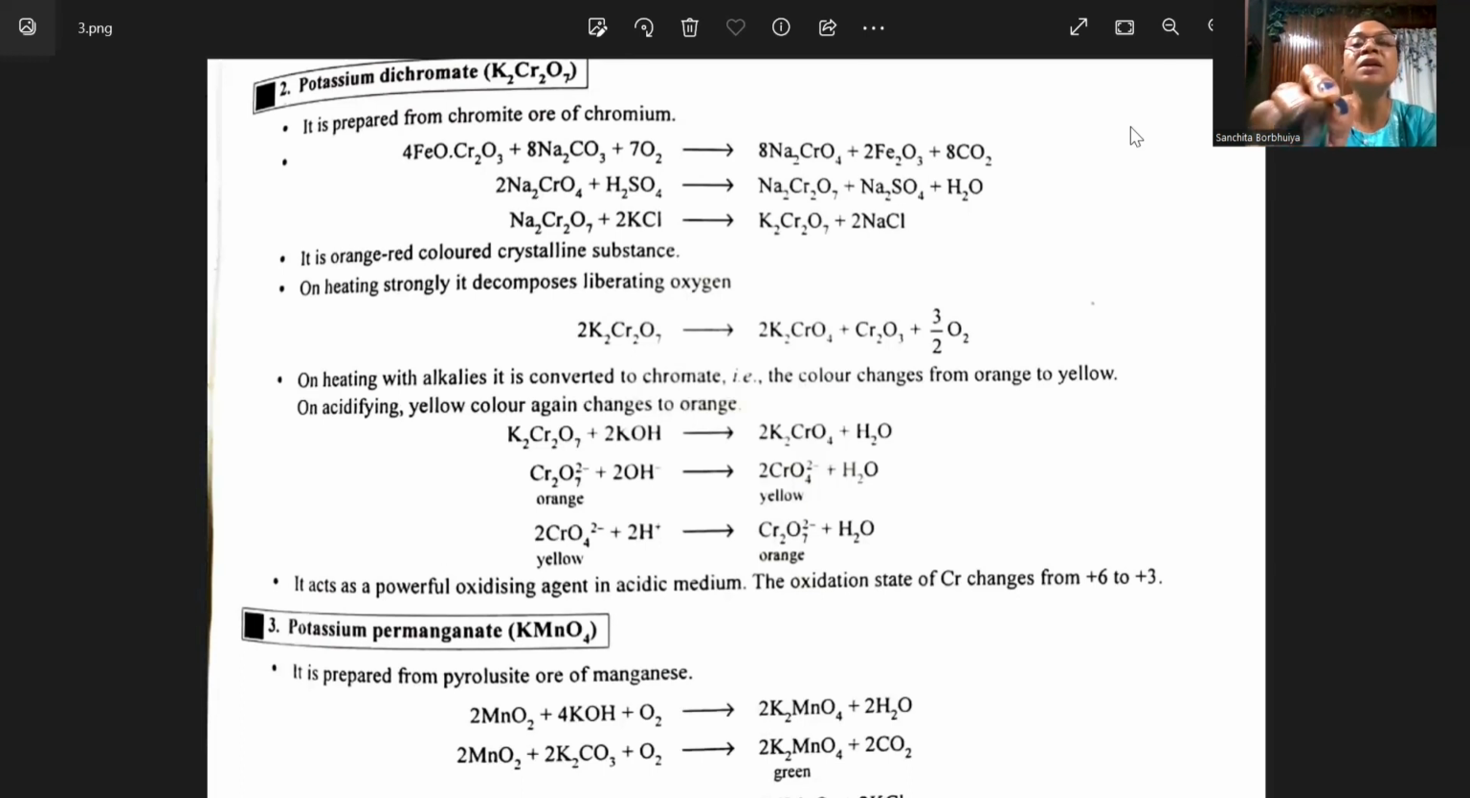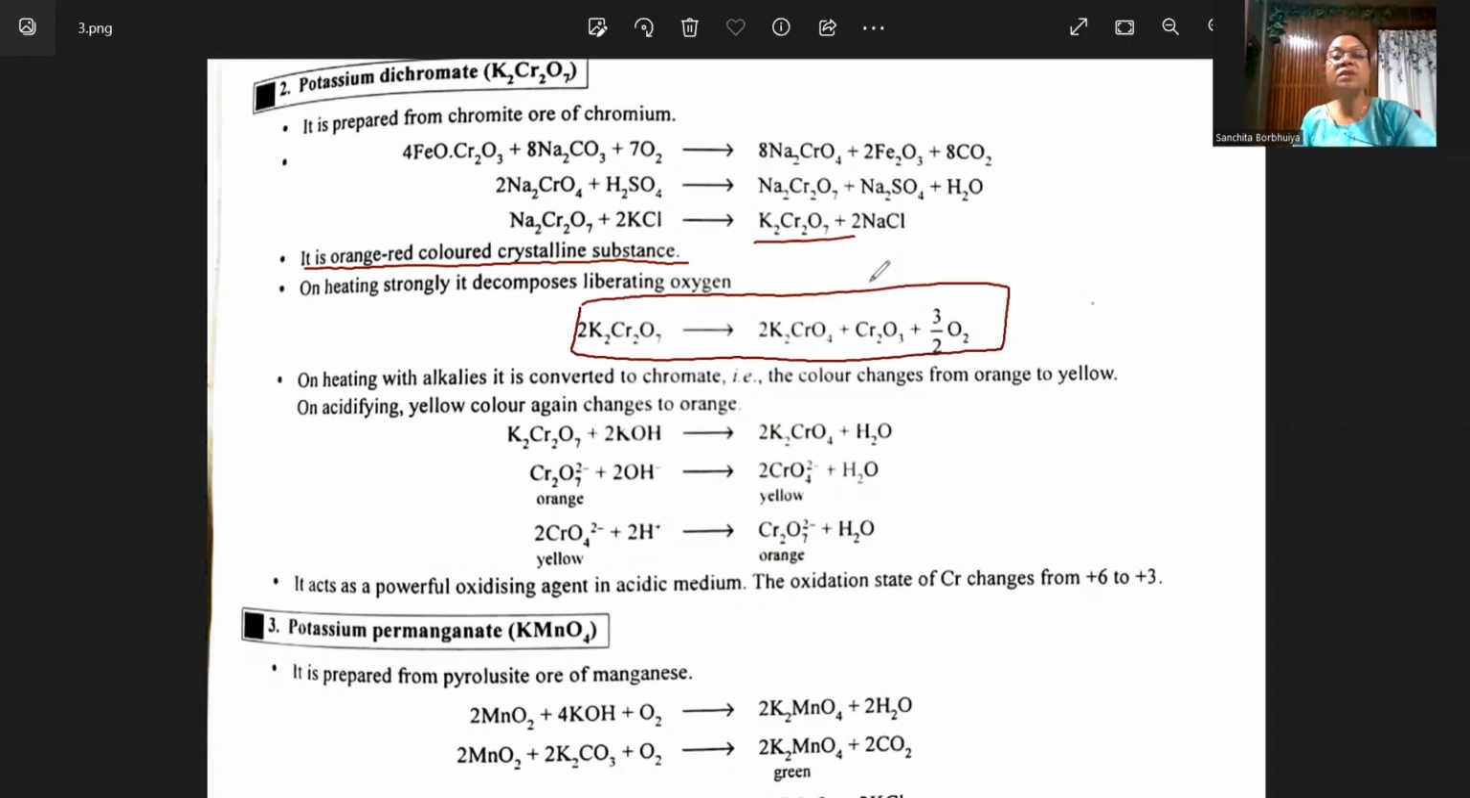And what about the color? It's important to remember the colors. At least know that it's orange red in color, because if you are given a paragraph-based question, you would be able to understand that this orange red colored crystalline substance is nothing but potassium dichromate. On heating, it strongly decomposes to give oxygen. So K2Cr2O7 would give K2CrO4 along with Cr2O3 and oxygen.